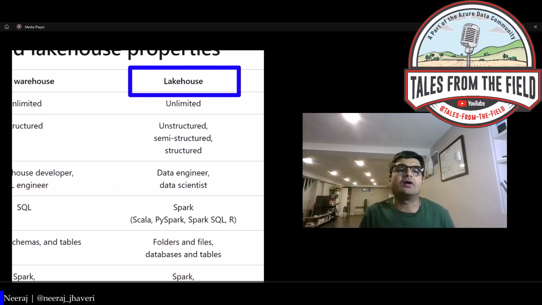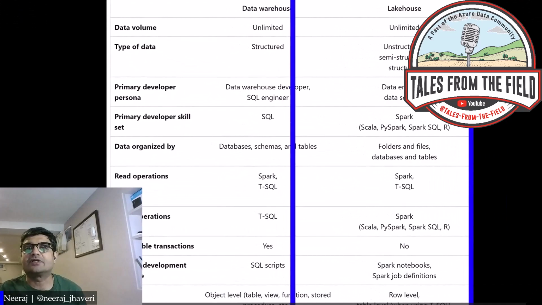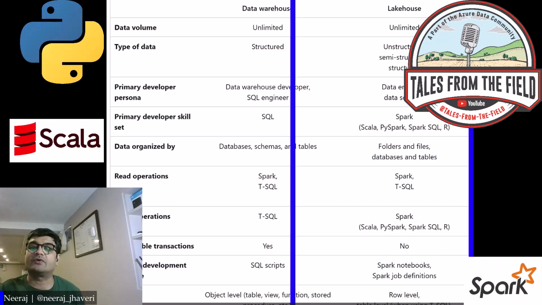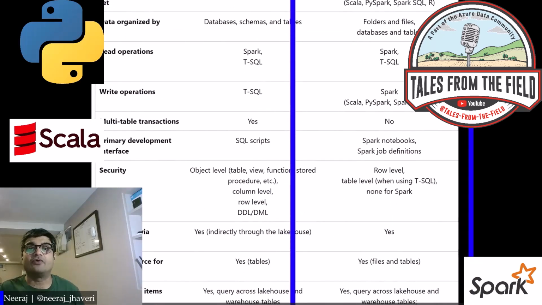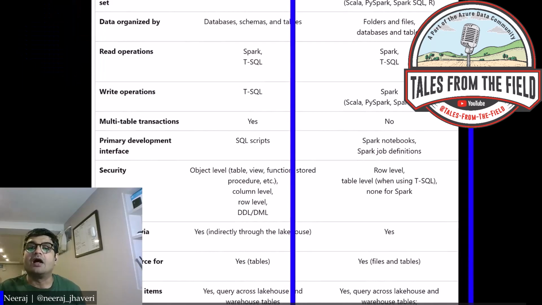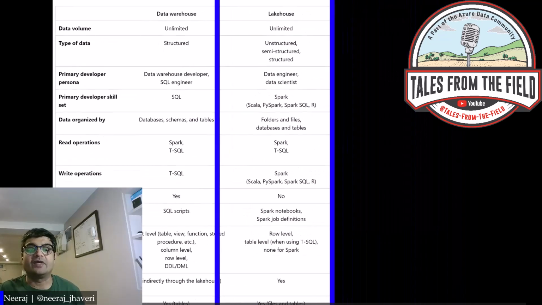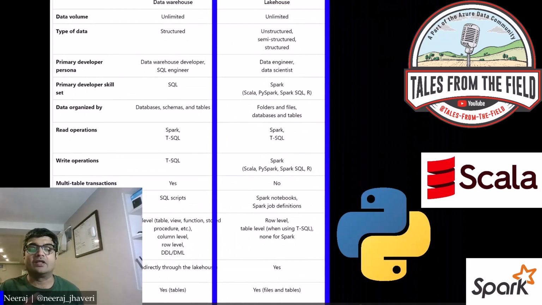So now let's talk about Lakehouse. Lakehouse is for people who have semi-structured data, unstructured data, or structured data. Somebody like data scientists, data engineers who are very good at Spark notebooks, who love to play around with Scala, PySpark, Spark SQL, R. The data is organized by folders and files, databases and tables. They also have notebooks. That's where you will be working. Security is mostly governed through table level security, none from Spark. And then you can also query between Lakehouse and Data Warehouse. So that is the beauty of having Lakehouse and Data Warehouse in the same thing. There are no multi-table transactions available, and this is how you can create a Lakehouse.